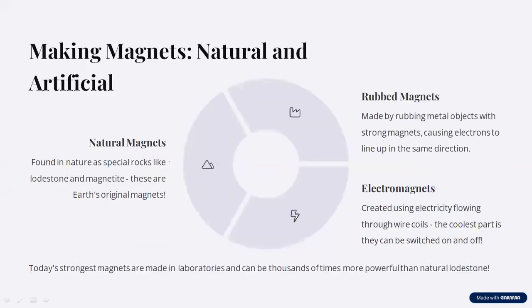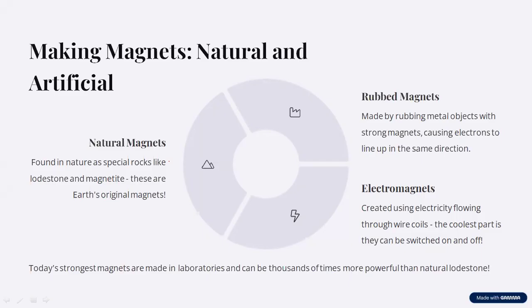Now, how do you make magnets? The thing is that sometimes magnets are naturally available in the mines or in rocks or in the mountains. So they are called natural magnets. Natural magnets are found in nature as special rocks like lodestone and magnetite. These are Earth's original magnets. So they are naturally occurring, and nobody has made them. Only nature has made them, right? But then there are some other magnets also.